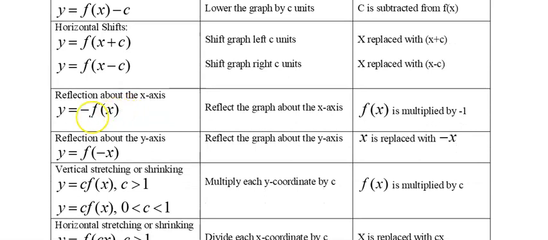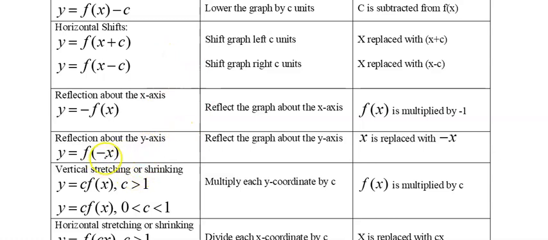If I put a negative sign out in front of the entire function, I change the sign of all the y coordinates, which will reflect it over the x-axis. Everything that was above will become below the x-axis. Everything that was below will become above.